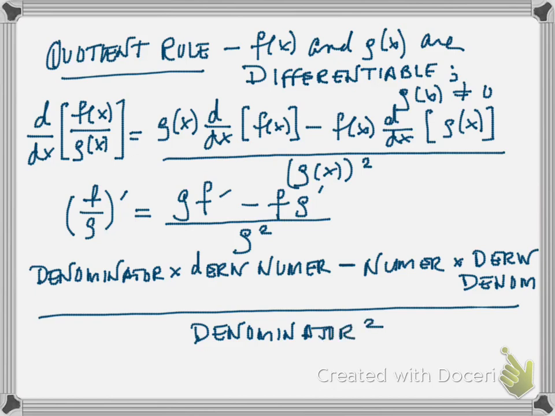The denominator times the derivative of the numerator minus the numerator times the derivative of the denominator, all over the denominator squared. All right, keep these in front of you and let's try an example. Here's our function. Y equals x squared minus 1 divided by x to the fourth plus 1.